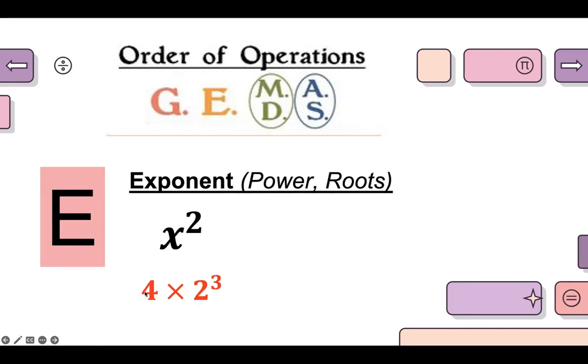Do not multiply these numbers first. What you need to do is solve first the number with an exponent. So we need to simplify first this number. So 2 cubed in expanded form is 2 times 2 times 2. So this is 8 times 4, which will give us the answer of 32. Okay, be careful that 2 cubed is not 2 times 3. Hence, it is 2 times 2 times 2. So you need to look for the expanded form first.